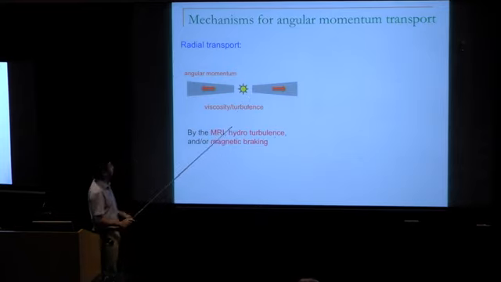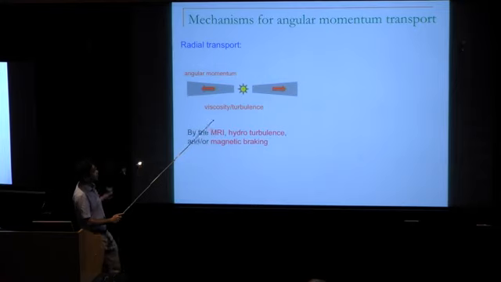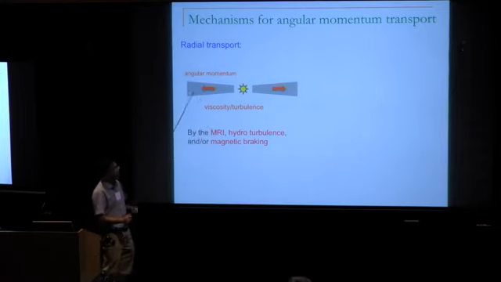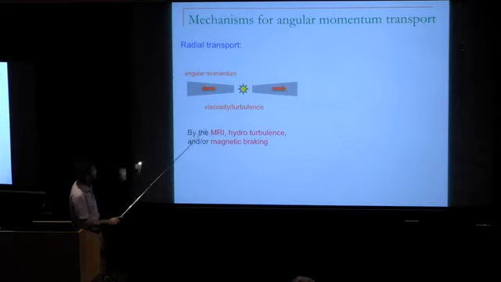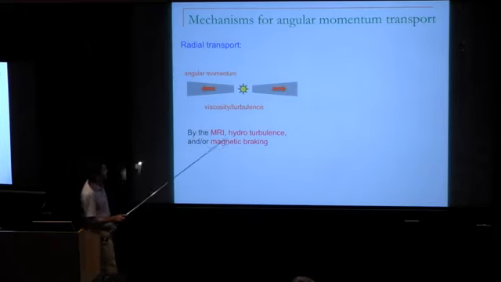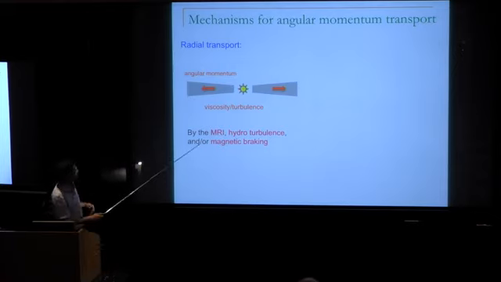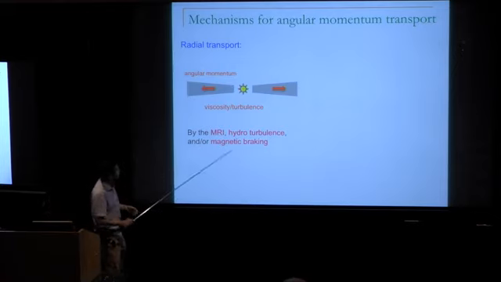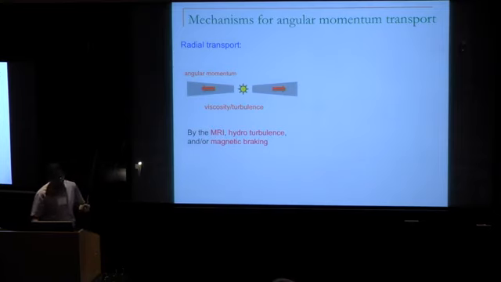Okay, this has to do with either you have some sort of viscosity. Normally, you don't have real molecular viscosity, so you need some kind of turbulence, and that normally is thought to be either the MRI or pure hydrodynamic turbulence. But in fact, when you have magnetic field, you can also have a sort of laminar stress, which is essentially the same as magnetic braking. That can also transport angular momentum radially outward.